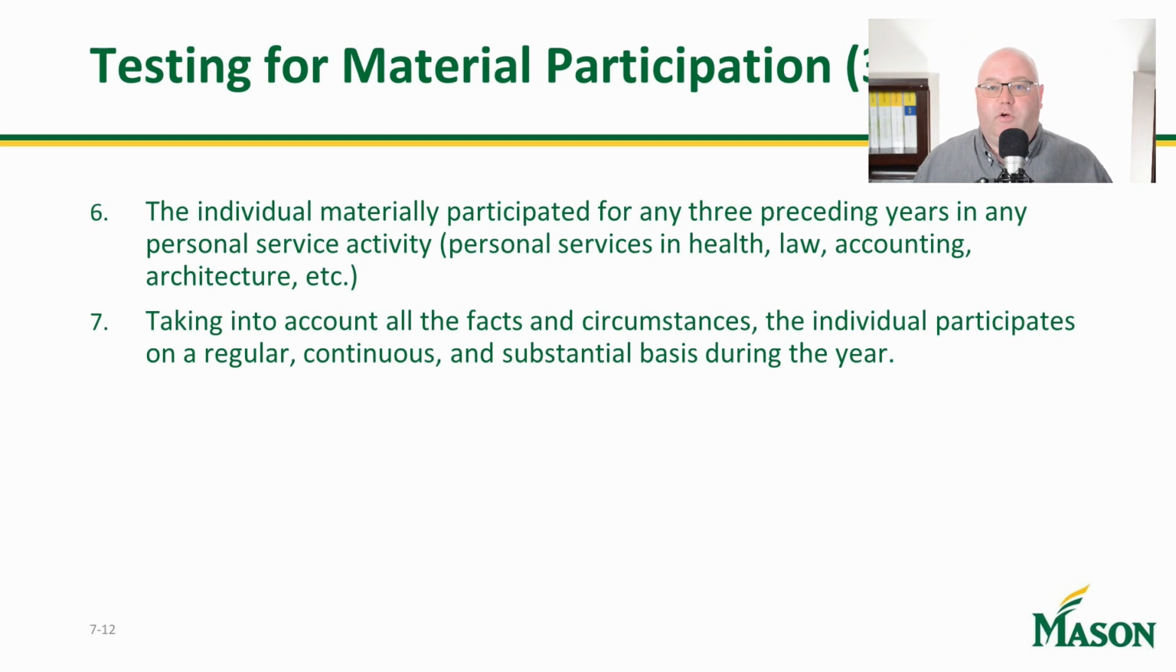The individual materially participated in 3 of the preceding years for personal service activities. So, for example, health, law, or accounting. This is one of the few times that accounting actually gets a benefit, versus normally they're kind of pushed to the side. That's going to be a very important factor. And then, of course, taking into account all facts and circumstances. This is the catch-all. This is where the IRS can take a look and say, you don't qualify for number 1 through 6, but by looking at this, we see how this leans toward material participation.